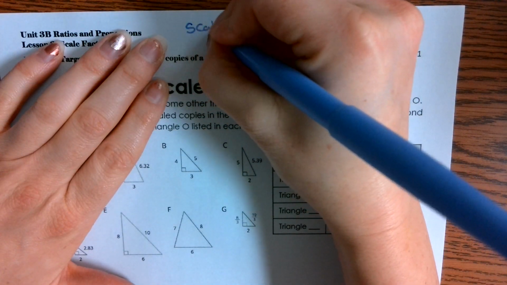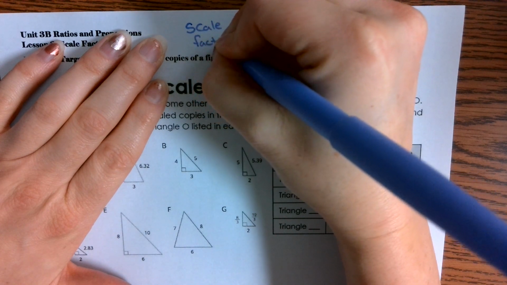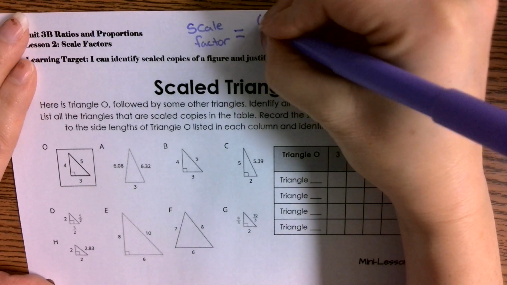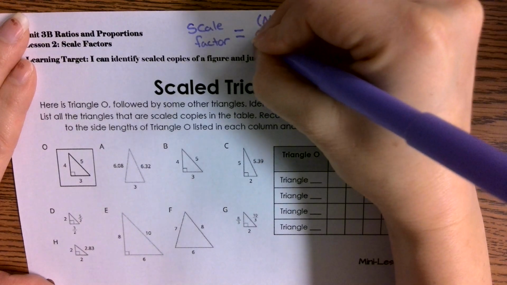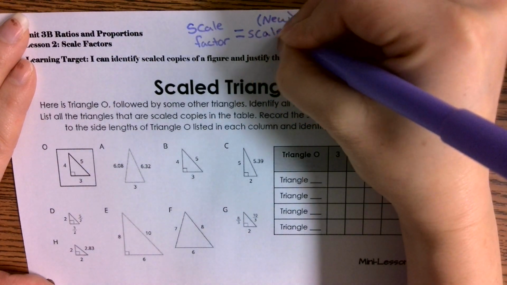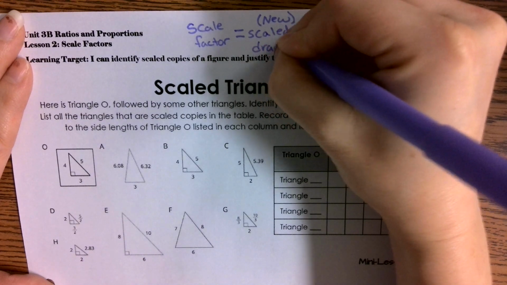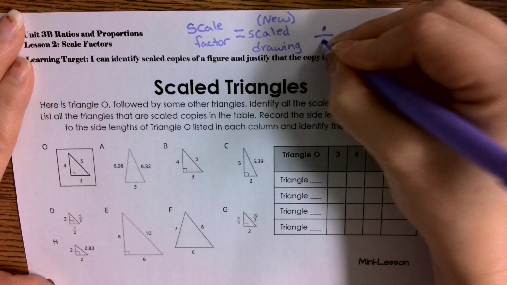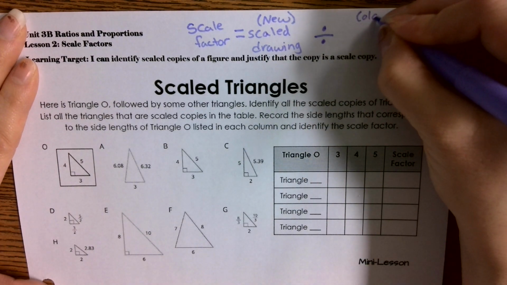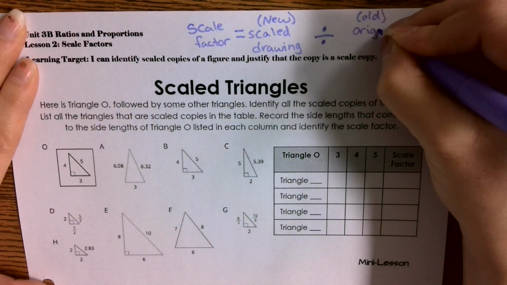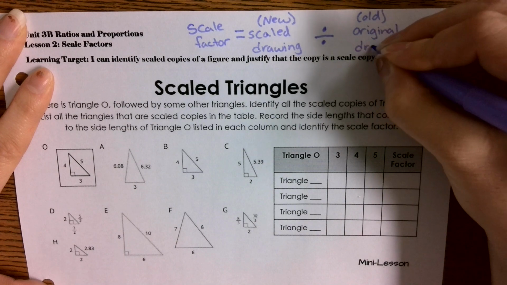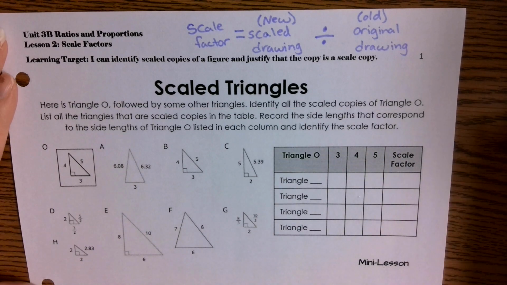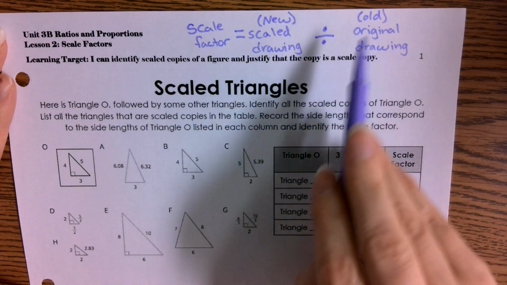Up at the top, I want you to write down the following. To find your scale factor, all you're going to do is take your new, which is called our scaled drawing, and divide it, that's our mathematical operation, by what we call the old, which was your original drawing. That will provide to you what your scale factor is. You're taking your newest and dividing it by your oldest.